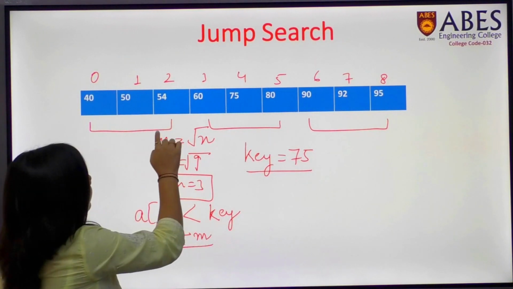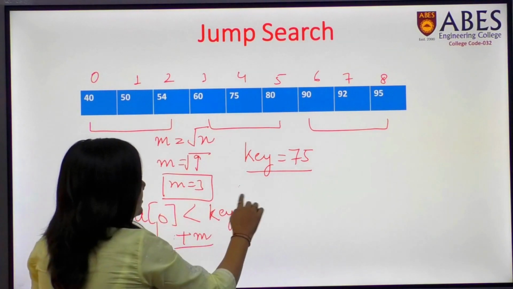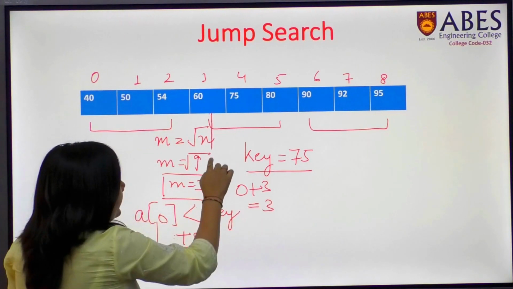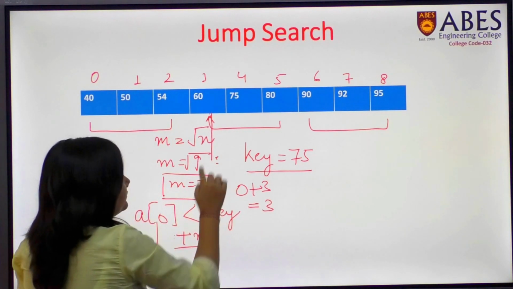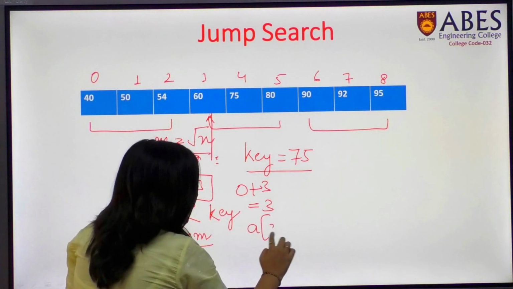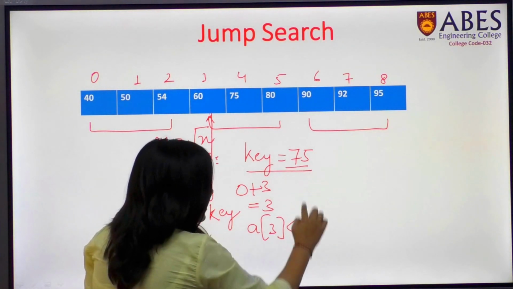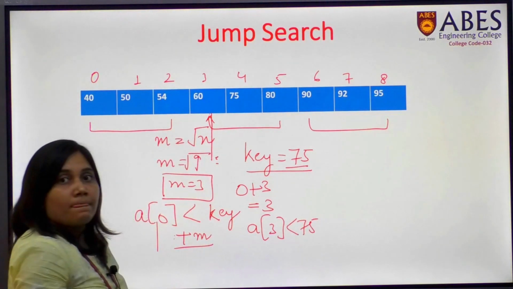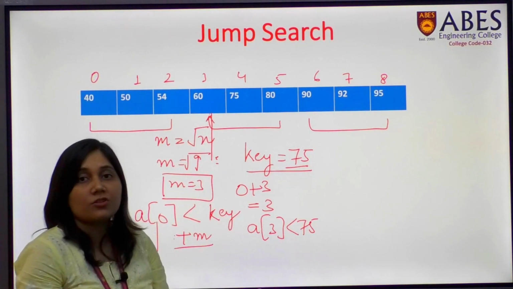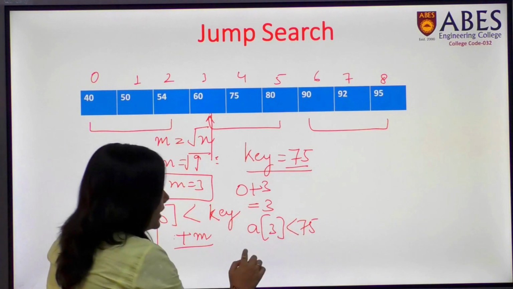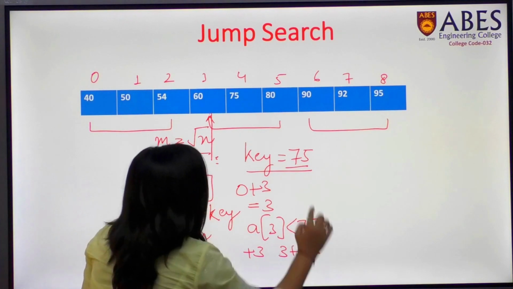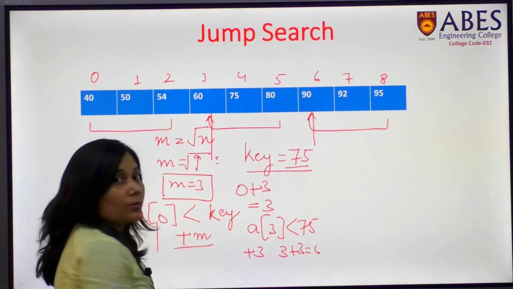It means my next jump will be from 3. Started with 0, 0 plus 3 is equal to 3. So at 3 point, now my pointer is here. This is my I. Okay, my pointer is here. Now you will check again whether this A3 is less than your key value, which is 75. So it is again true, because A3 is 60, 60 is less than 75. Condition is true. Now what will happen? Again I will take a jump of 3. Now my previous step was 3. 3 plus 3 equals to 6. So my pointer will move to this one.